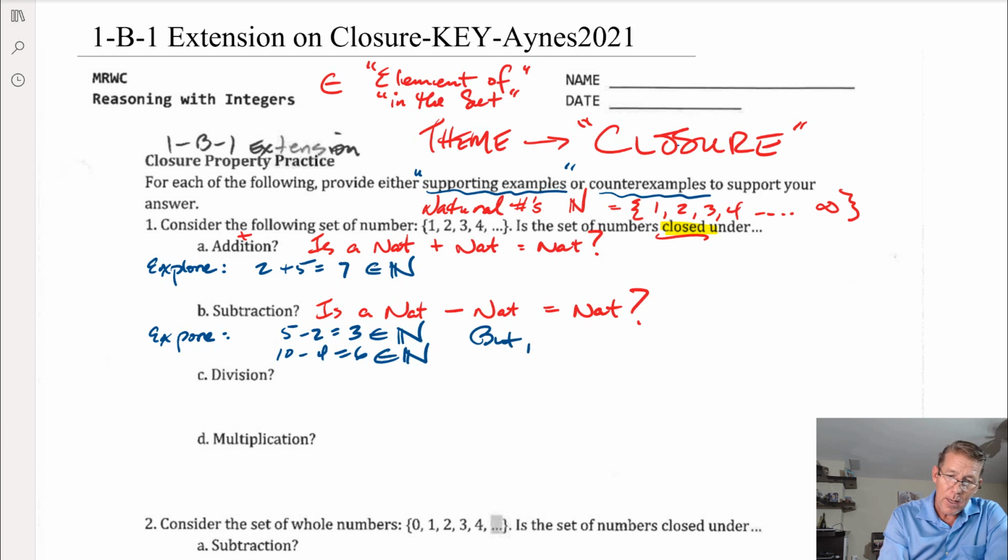So I'm going to say but. 1 minus 4 is equal to negative 3, and that is not an element of, if you slash it, that means not an element of the natural set. So you've got to be careful here. This is called a counterexample.